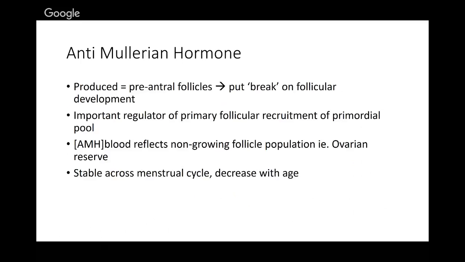Okay, so anti-Müllerian hormone, this is the one that tells you about the ovarian reserve. The concentration of anti-Müllerian hormone reflects the non-growing follicle population, and it is produced by pre-antral follicles. So the more follicles you have left, the more AMH is produced. That tells you that you still have a big ovarian reserve, and it decreases with age, obviously, because you lose follicles along the way.